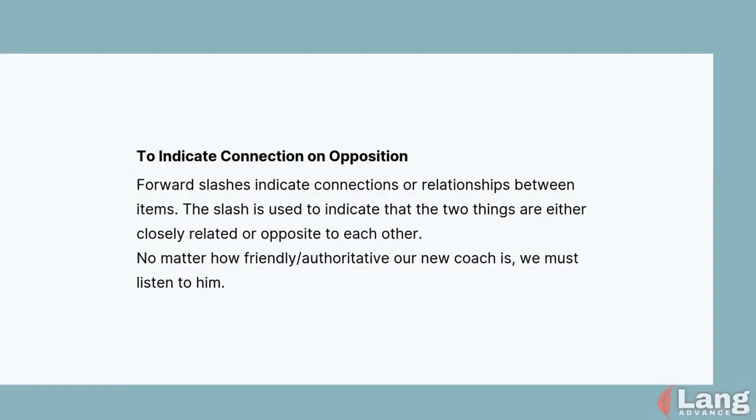To indicate connection or opposition. Forward slashes indicate connections or relationships between items. The slash is used to indicate that the two things are either closely related or opposite to each other. No matter how friendly/authoritative our new coach is, we must listen to him.